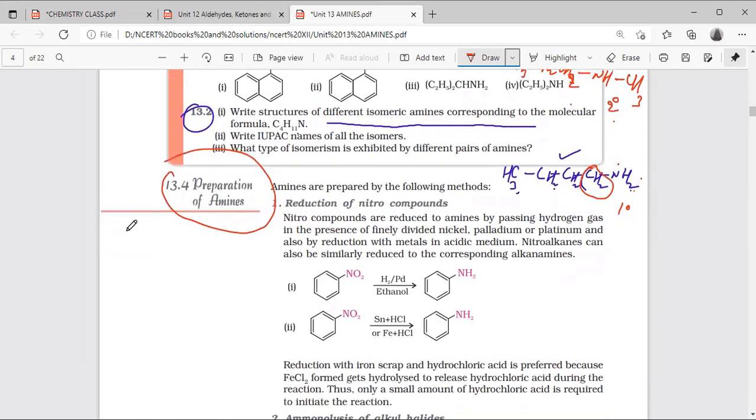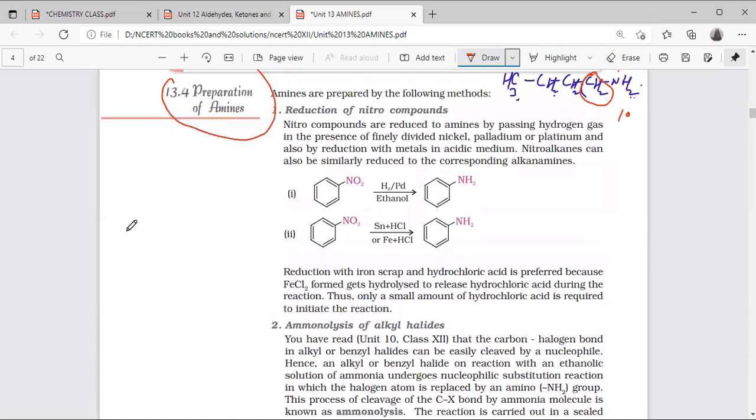Next, preparations. We need the NH2 group, so nitrogen related compounds we can take first. I am taking nitro groups. See, the benzene ring is there. From NO2 to NH2, what to do? Just reduction we need to do.